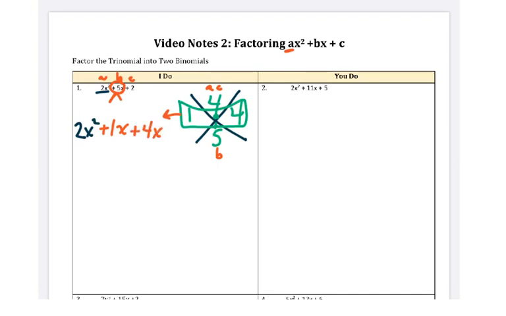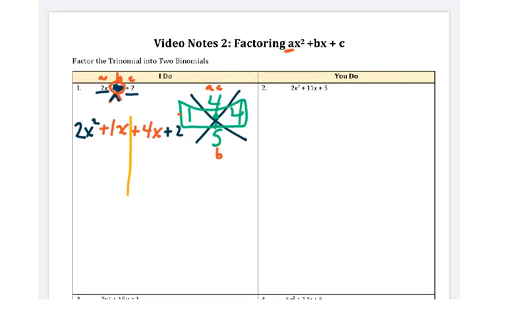So 1x plus 4x is 5x. So we split the middle. So instead of writing the middle, we wrote down those two terms. And then the back number stays the back number. So the a is here, the c is here, but we use the x puzzle to get those middle terms. So now we draw a line down the middle.